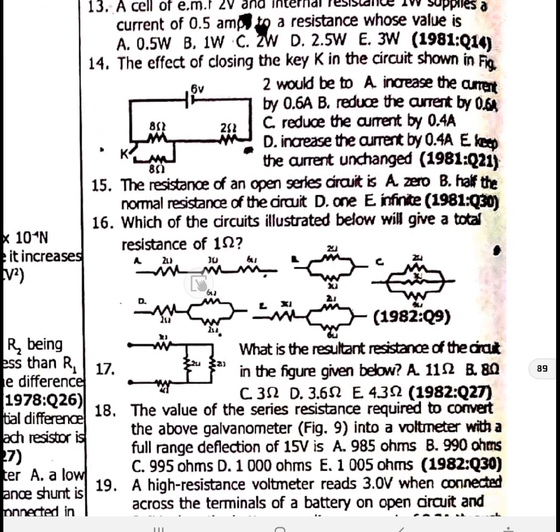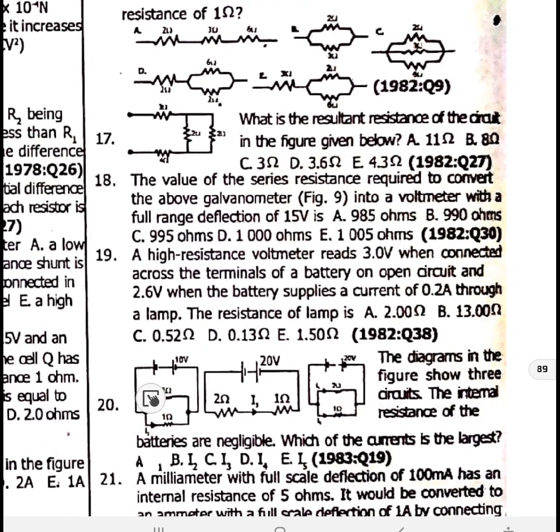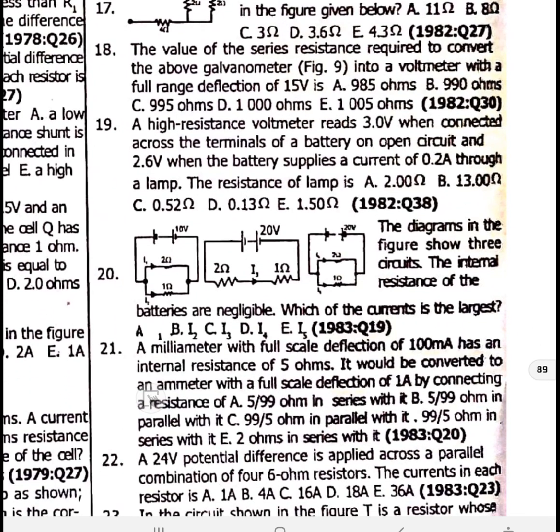13, 14, 15. The resistance of an open series circuit: in an open circuit, no current flows through it, and hence there is no resistance opposing the flow of current. So nothing. 15 has to do with 0. 16. Which of the following circuits calculation? 17, 18, 19, 20. Calculations.